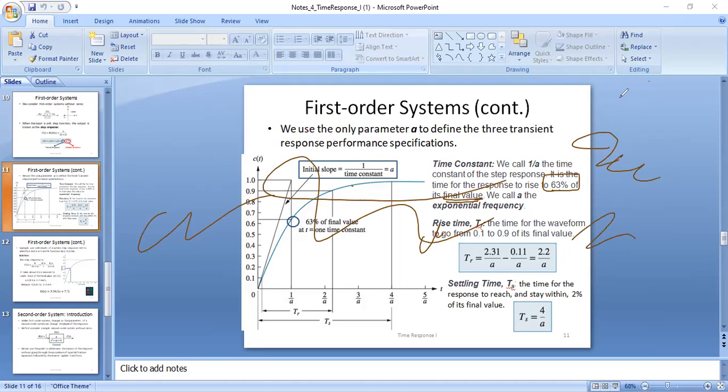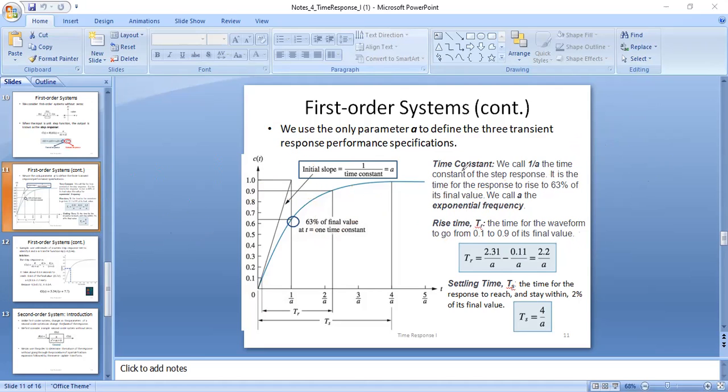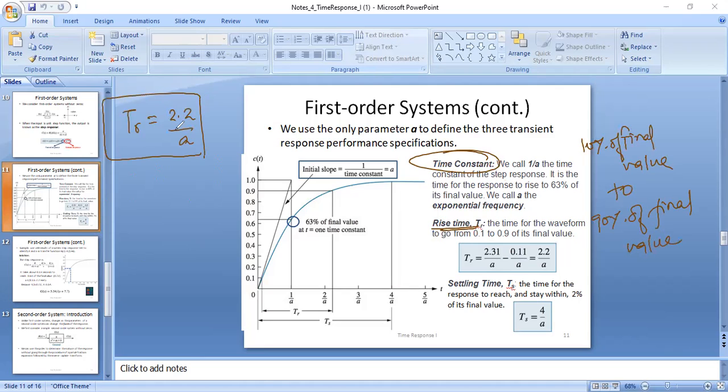This part is very important. And rise time is what? Rise time is the time taken by your response to go from 10% of its final value to 90% of its final value. And what is the formula? You can write this in your PDF. TR is equal to 2.2 by a. This is your rise time. And what is time constant? It is 1 by a.